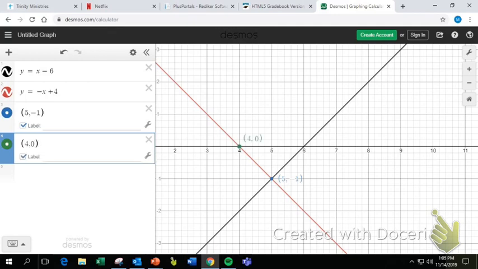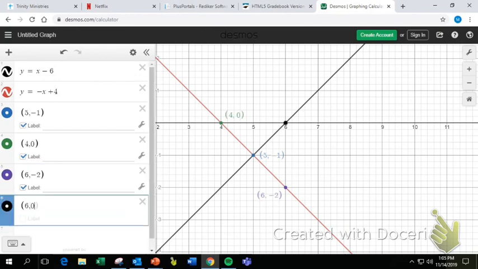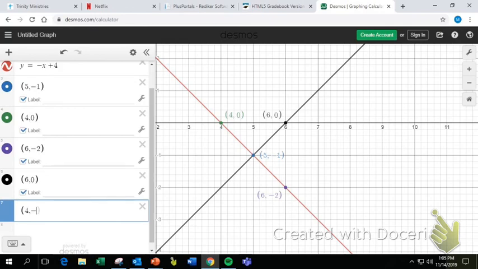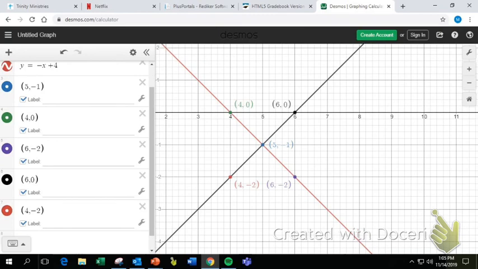Go down the red line. What do you got? 6, negative 2. Awesome, let's go to the black line. From the point of intersection, you go up and you see 6, 0. Guys are getting really good at this. All right, and then go down from the point of intersection, and what do you see? 4, negative 2. Awesome. Don't forget, once you've drawn your lines through these, put your arrows on the ends. They all need arrows on the ends.